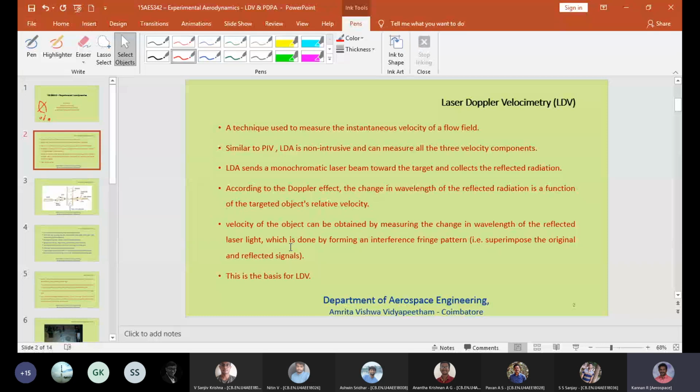Now, if you come to the laser Doppler velocimetry, here we are going to measure the instantaneous velocity of the flow field. In the case of LDV, we measure the instantaneous velocity. Instantaneous velocity means we are going to have a U of t, for example, a single component. You can write it in terms of U bar plus U dash of t.